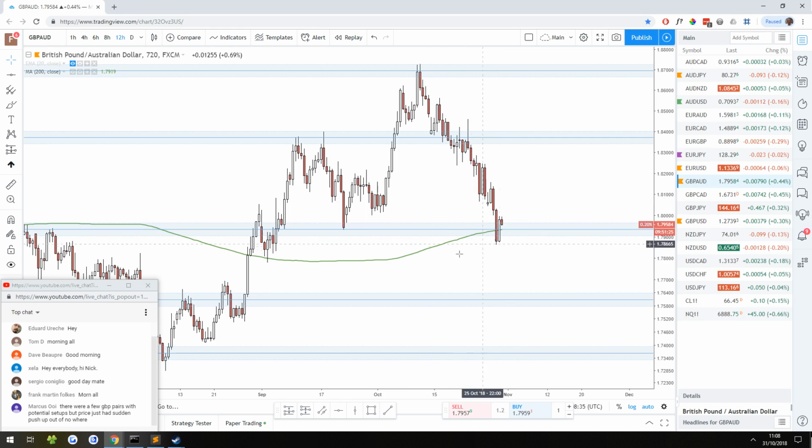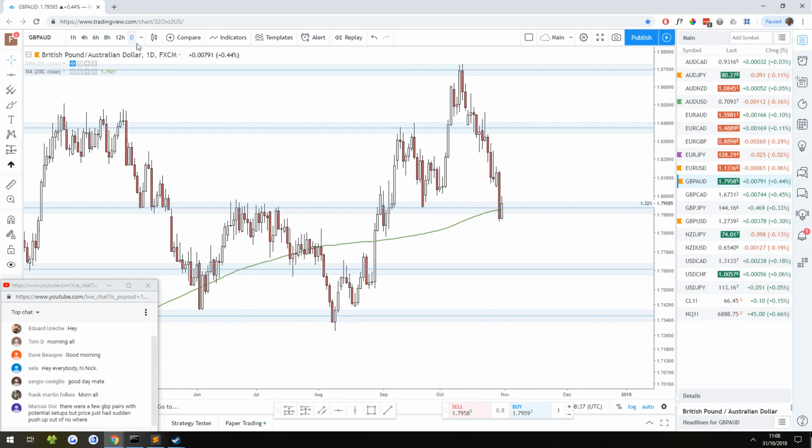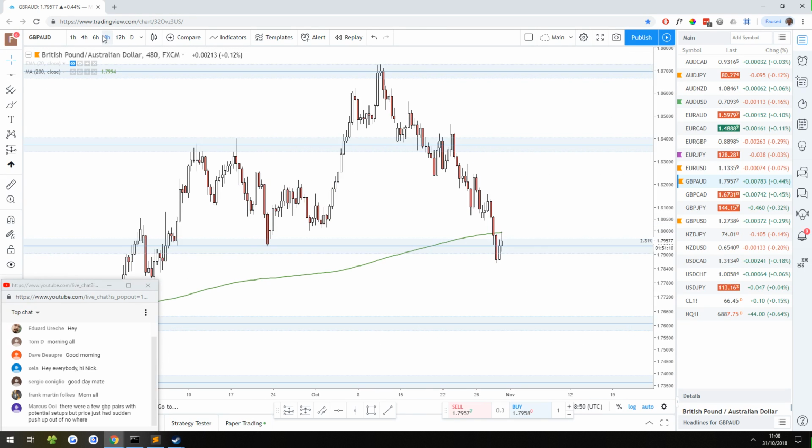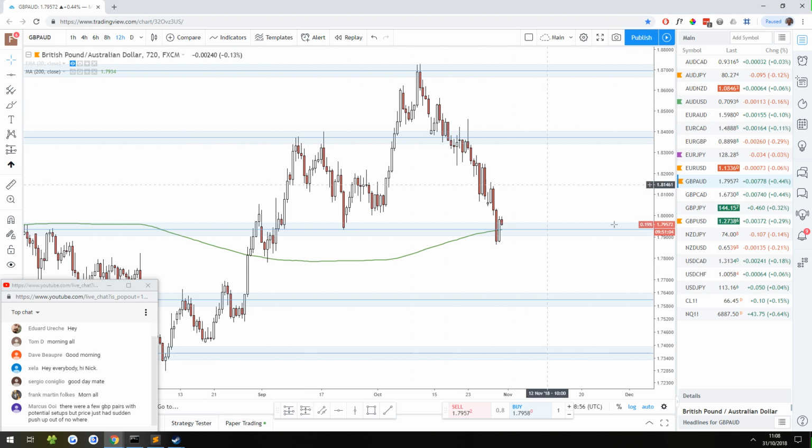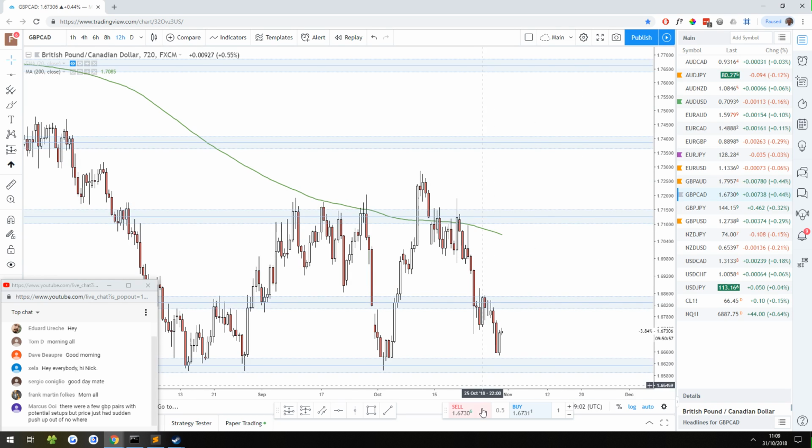This is a pretty solid area though, because the 200 moving average is coinciding with our support area. So this is still looking pretty decent. Let's see how this closes. 12-hour, maybe even the 8-hour, but I think I'll go with the 12-hour. Let's keep a close eye on this. GBPCAD has pulled away.